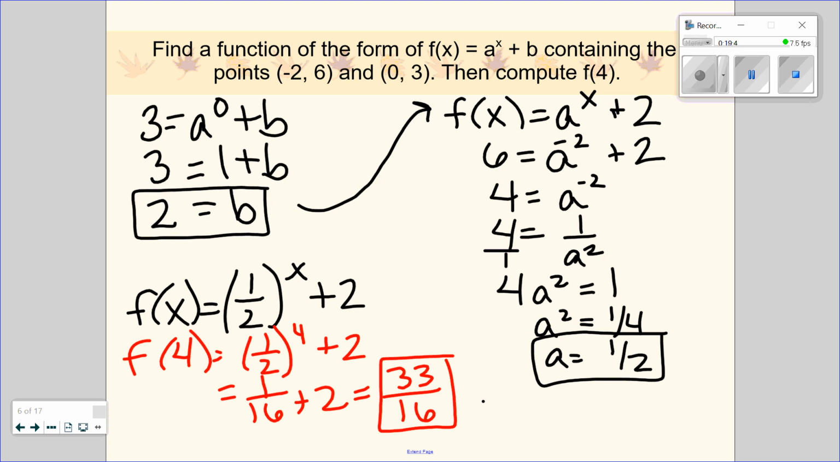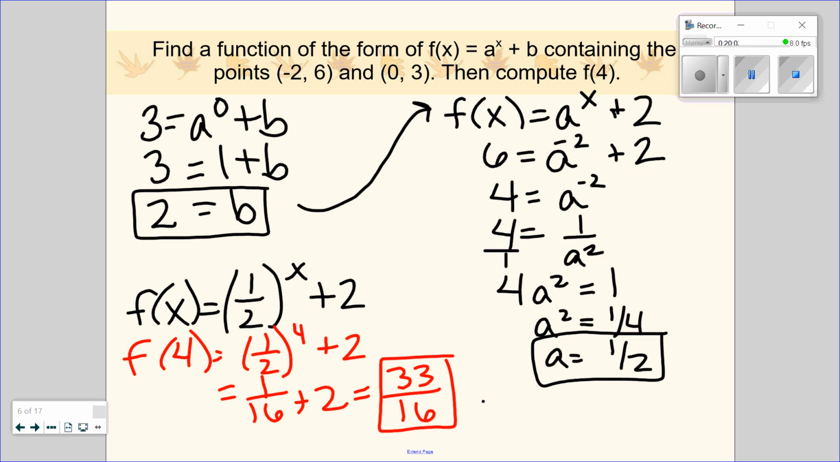I plugged in 0 to start. Remember, anything to the 0 power is 1. Subtract 1, you get B is 2. Then I put that in for B, and I use my other point. So Y was 6, X is -2, and subtracting the 2, I get a 4. A to the negative second is the same as 1 over A squared.